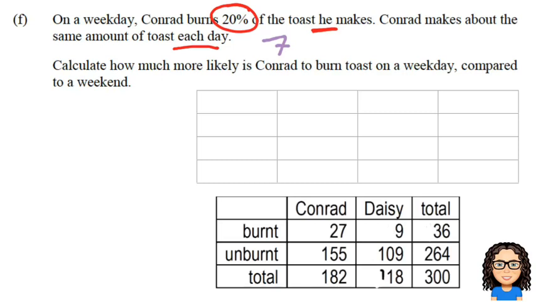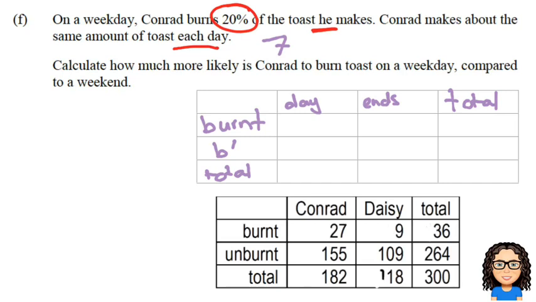And I've just got the table down the bottom there of the original data. We still want to compare having burnt toast versus not burnt toast. Okay, and instead of comparing Conrad with Daisy, now we want to think about weekdays. So we want to have our weekdays and our weekends. Okay, then I also need my total row and column. And now I need to fill this in from the information I've got.